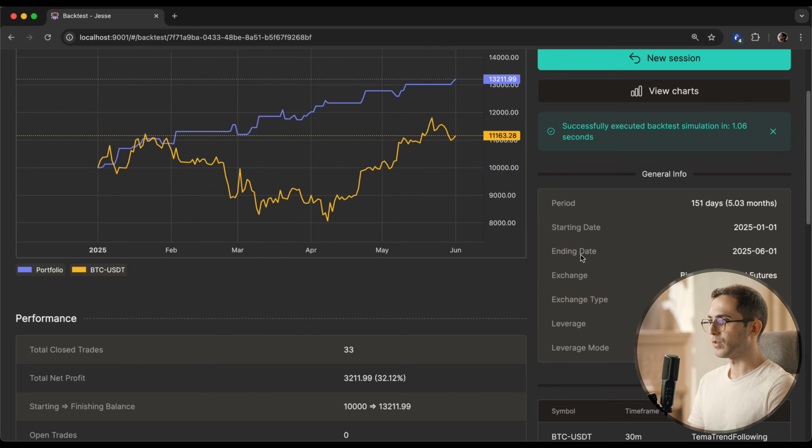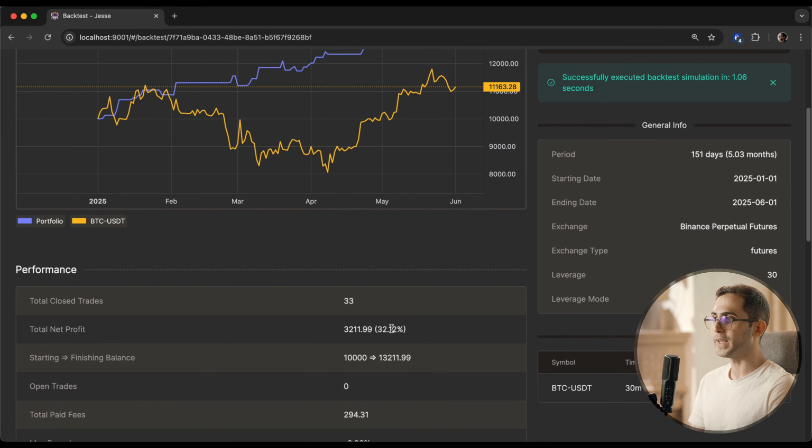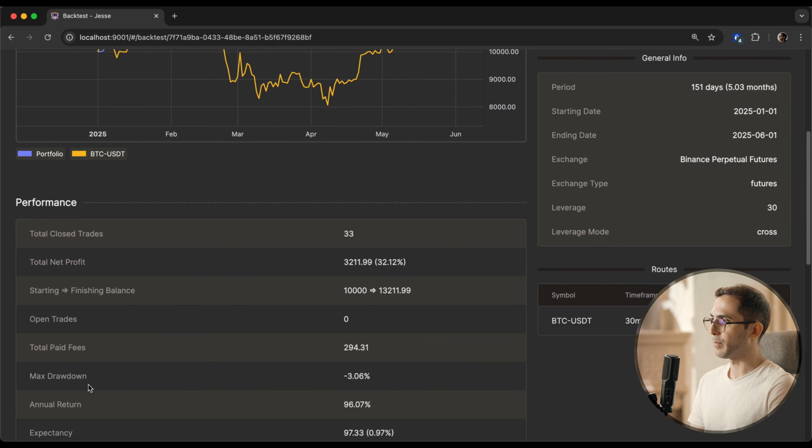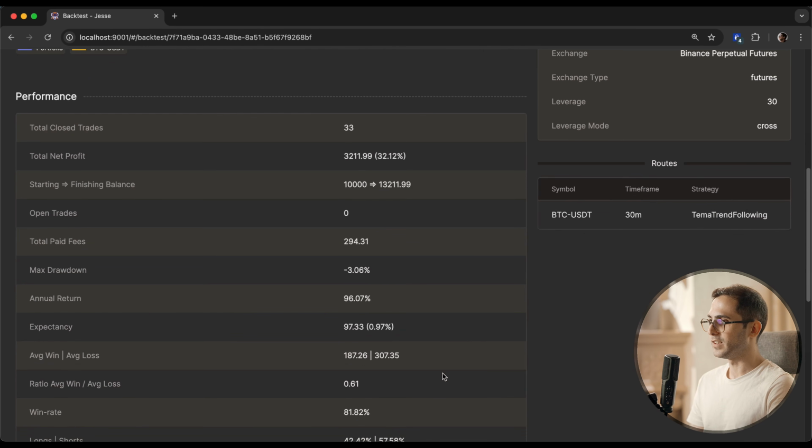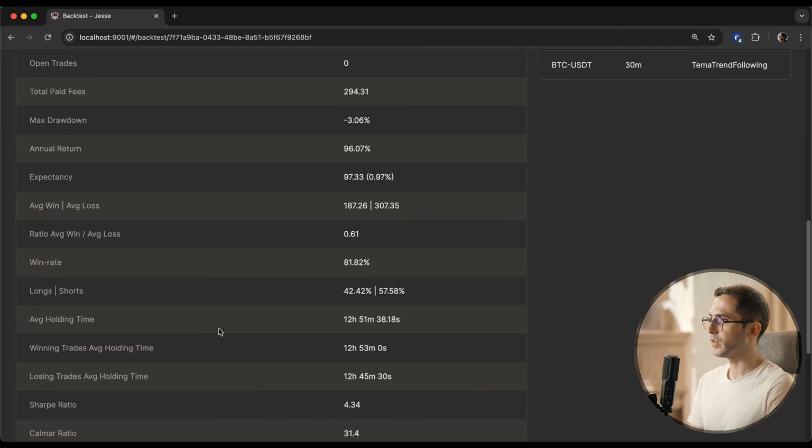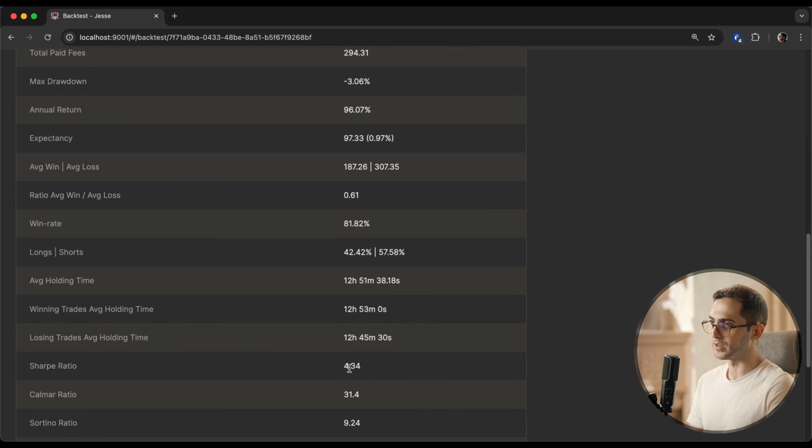And there it is. So let's scroll down. The P&L is 32%. The max drawdown is -3%, which is crazy. The win rate is 81%. The average holding time is 12 hours. The Sharpe ratio is 4.34.